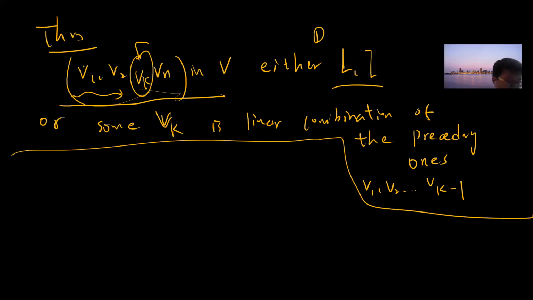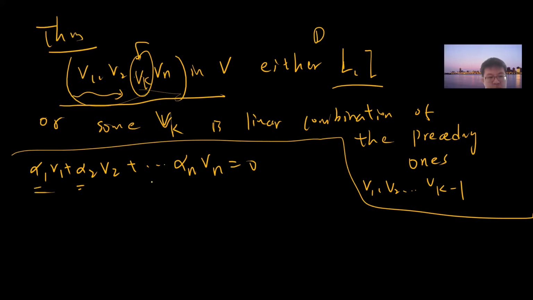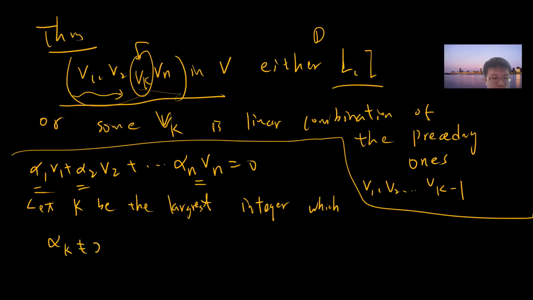So if they are linearly independent, then of course we don't have to prove anything. If not, that means we can find some alphas, not all zero, such that the linear combination is 0, right? So at least one of the alphas is non-zero. So let k be the largest integer for which alpha k is non-zero.